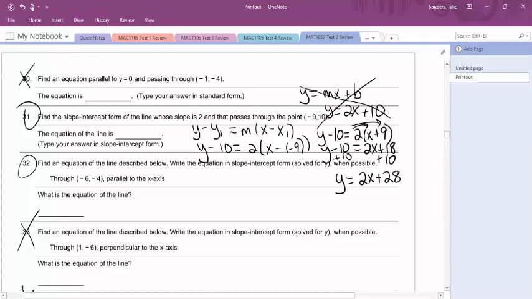So it actually ends up being a slightly shorter problem than what we were doing earlier, where we had to get it into standard form, but it's basically the same idea. So how did we do with that? Did we get it right? Yep. Awesome.